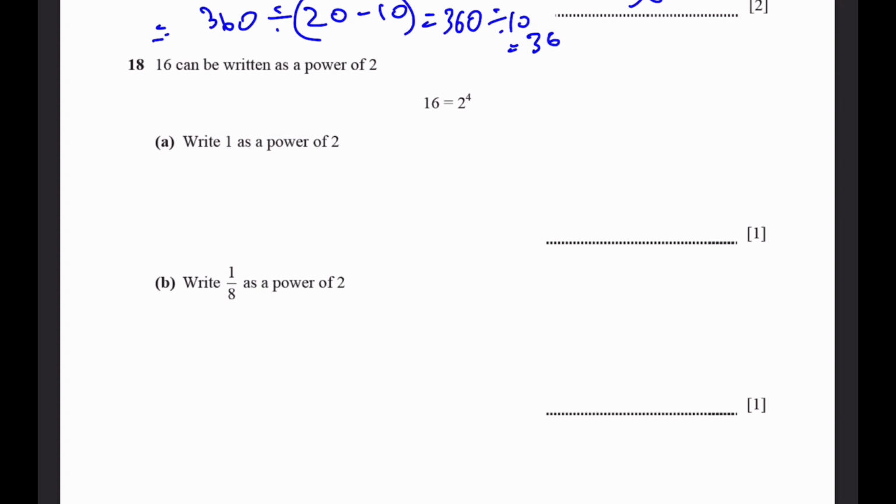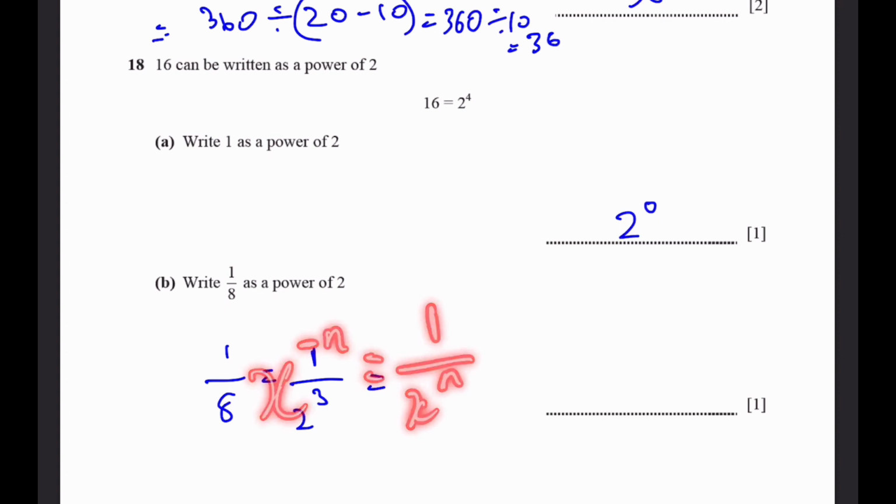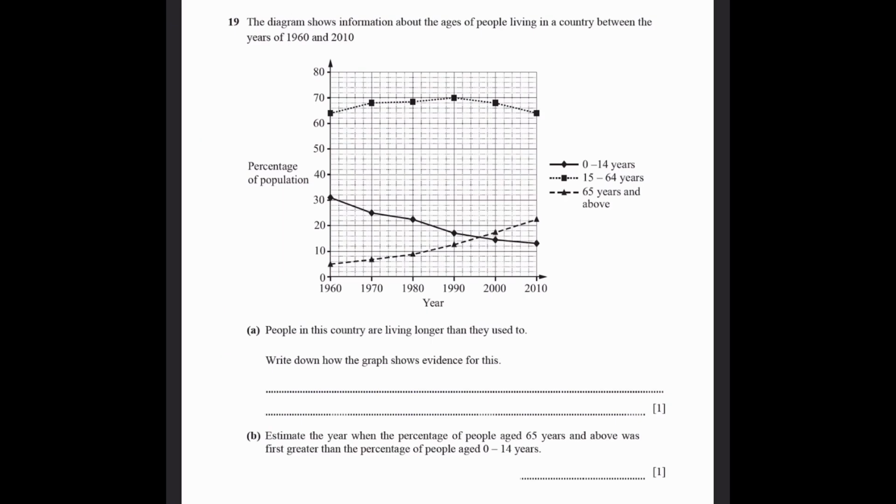Question 18. 16 can be written as the power of 2. 16 is 2 to the power 4. A. Write 1 as the power of 2. Anything to the power 0 is 1, so we can write 2 to the power 0 also as 1. B. Write 1 by 8 as the power of 2. So 1 by 8 can be written as 1 by 2 to the power of 3. And then x to the power of minus n is equal to 1 by x to the power of n. So we can say this is 2 to the power of minus 3. That's the answer.